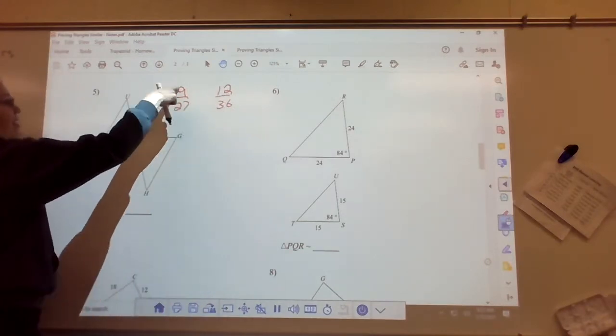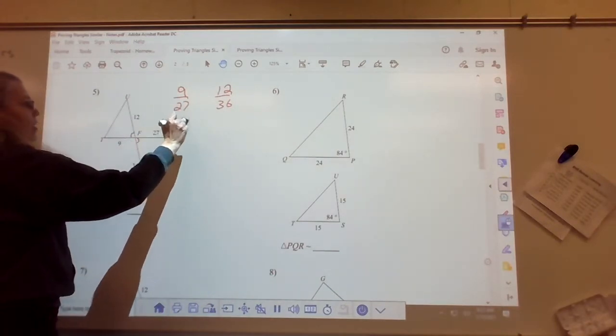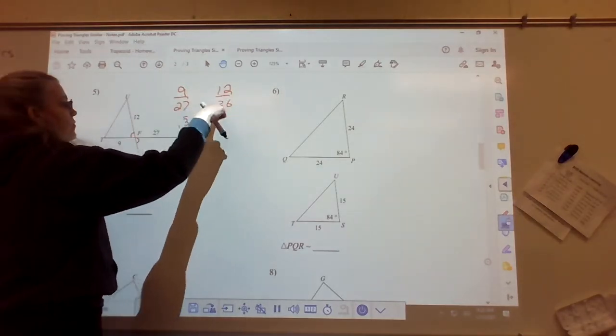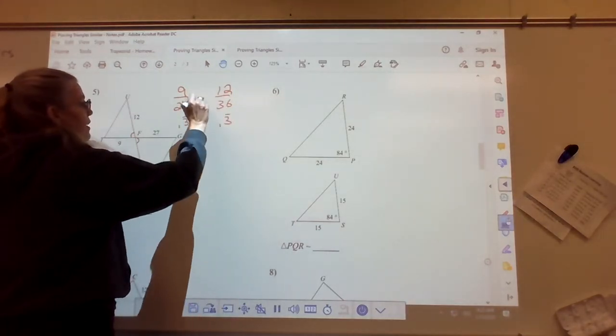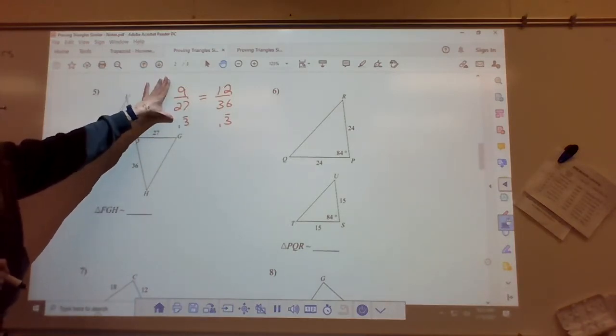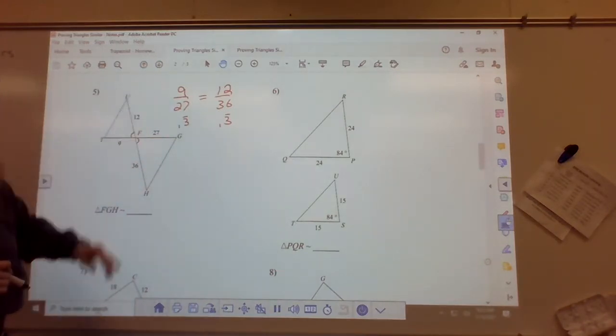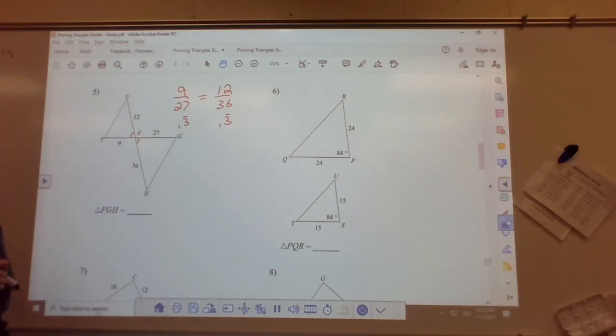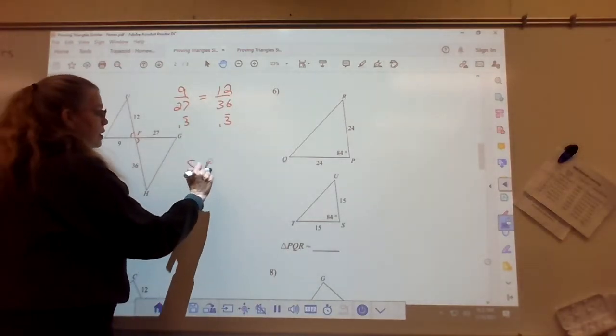Well, if I divide 9 divided by 27, I get 0.3 repeating. 12 divided by 36, I get 0.3 repeating. So yes, they are equivalent fractions. They are the same, 0.3. So now I can go ahead and say that it's side angle side.